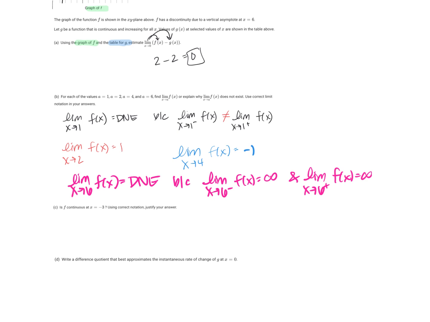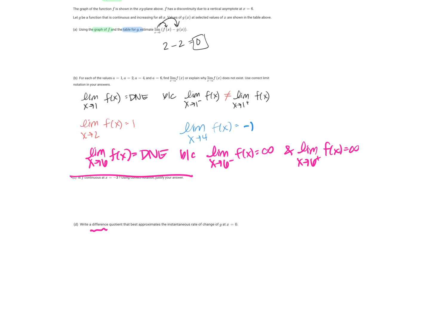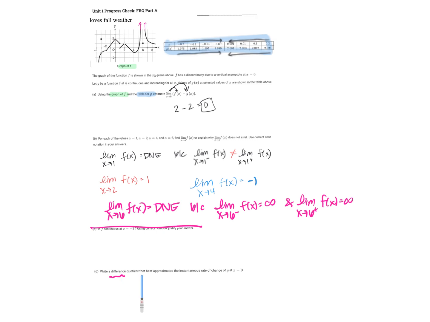It says, hey, I don't think we're ready for this one. We're not ready for continuous yet. You can cross out C. Write a difference quotient. Does anyone remember what difference means? Add, subtract, multiply, or divide. Yeah, subtract. So it says find the difference quotient, something that uses subtracting to approximate instantaneous rate of change. And we really haven't used that term much. That's just a really fancy term to say slope.